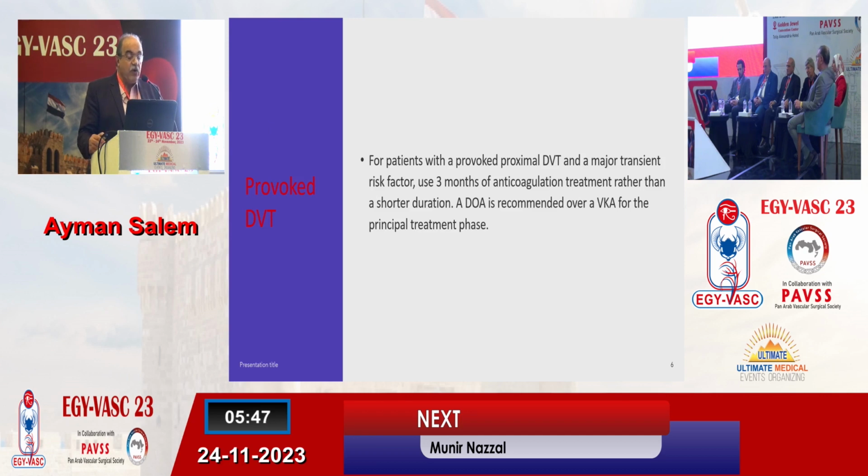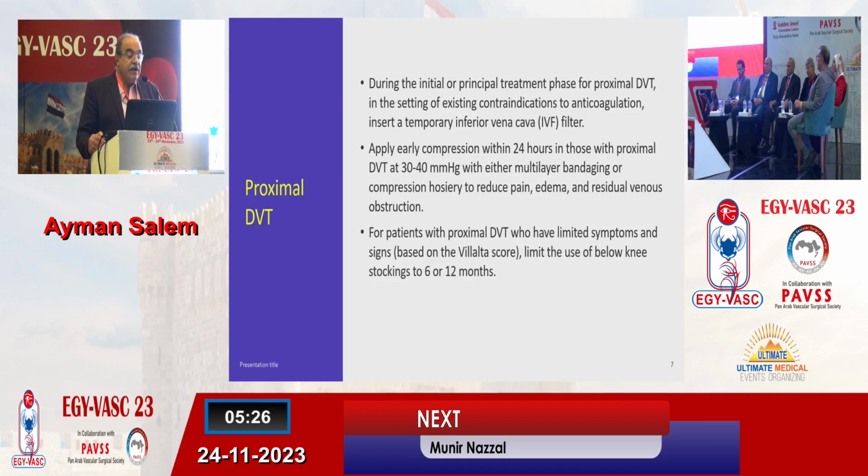For patients with provoked DVT and a major transient risk factor, use 3 months of anticoagulation treatment rather than a shorter duration. Direct oral anticoagulant is recommended over the vitamin K antagonist for the principal treatment phase. During the principal treatment phase for proximal DVT, in the setting of an existing contraindication to anticoagulation, insert a temporary inferior vena cava catheter. Only in this indication, not in all cases.